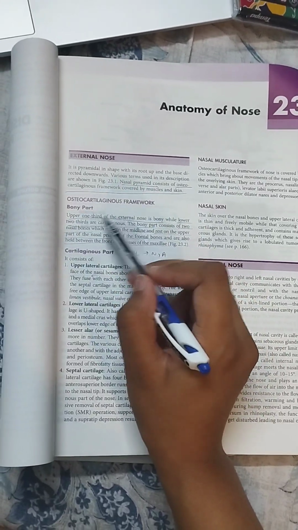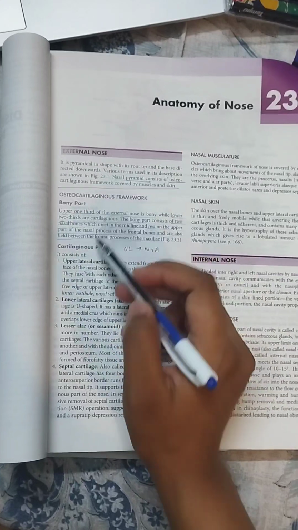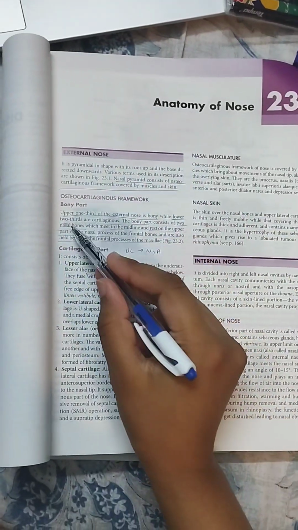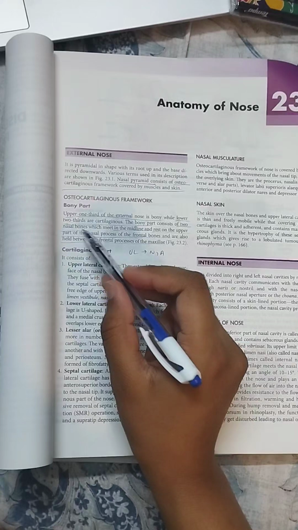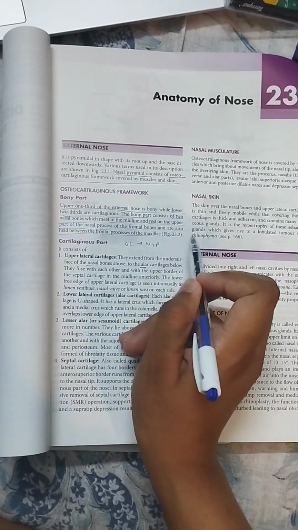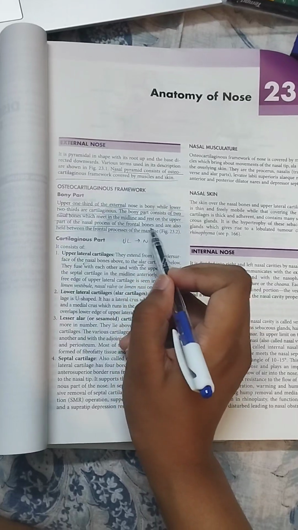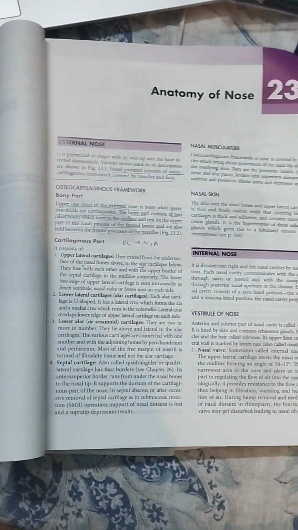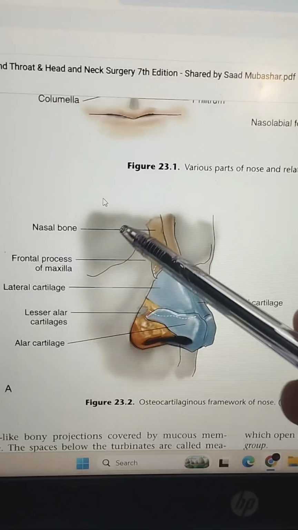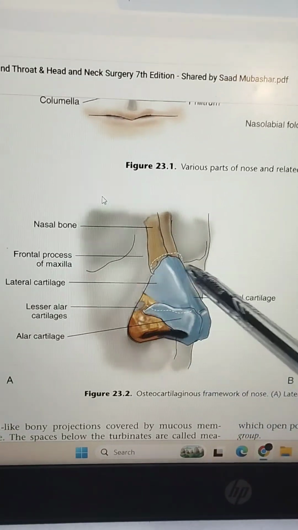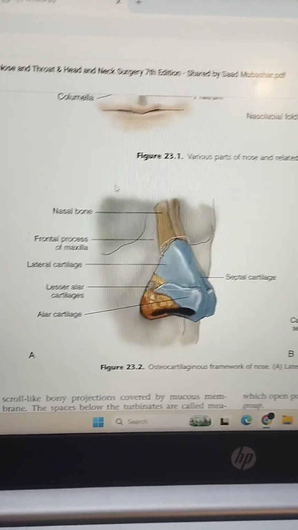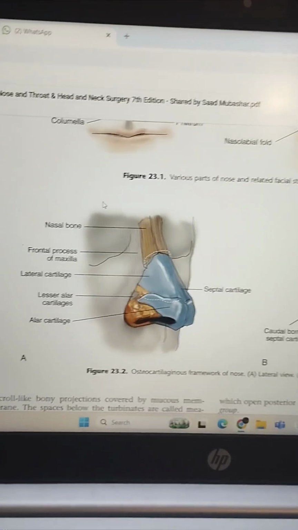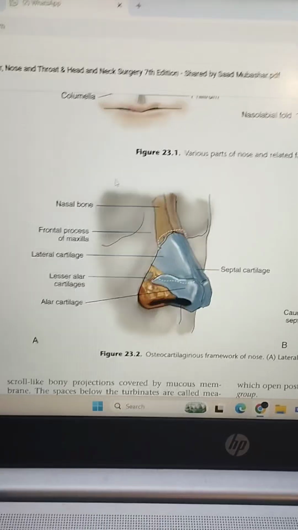First of all, its upper 1/3 is the bony part and the lower 2/3 is the cartilaginous part. The bony part has two nasal bones which meet in the midline and rest on the upper part of the nasal process of the frontal bones, and they are held between the frontal process of the maxilla. Here we can see these are the nasal bones. They are held between the frontal process of the maxilla and they rest on the upper part of the nasal process of the frontal bones.